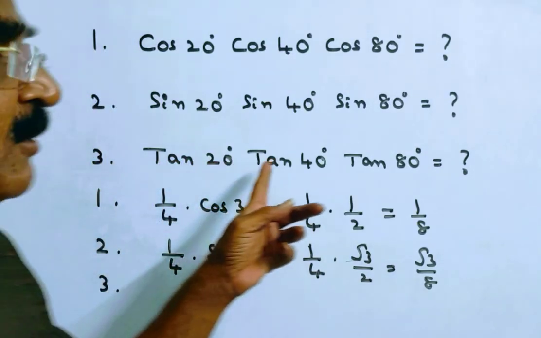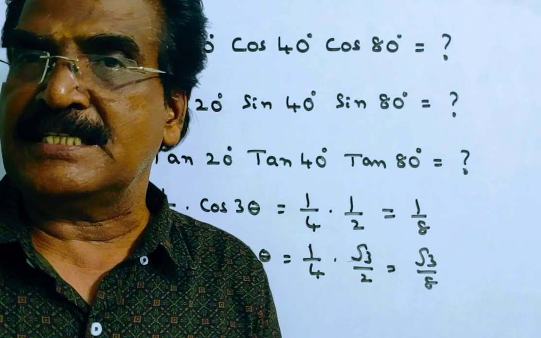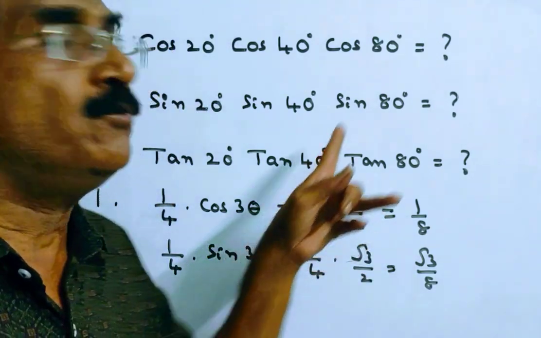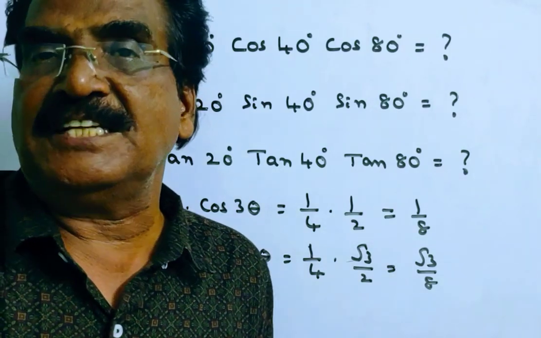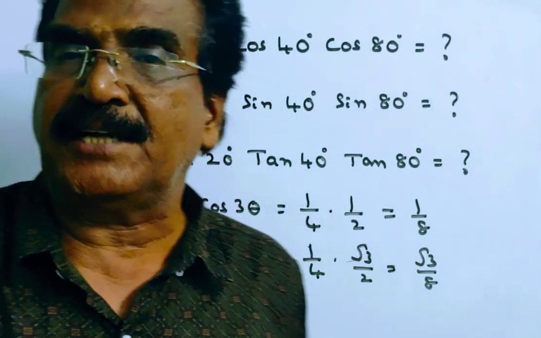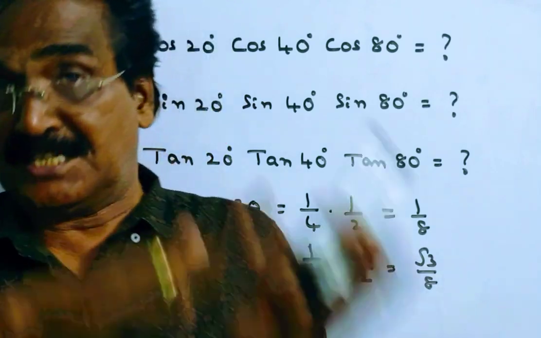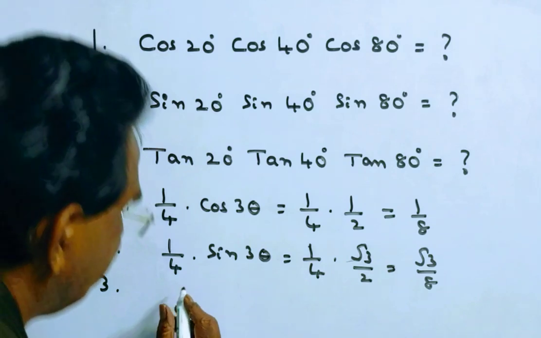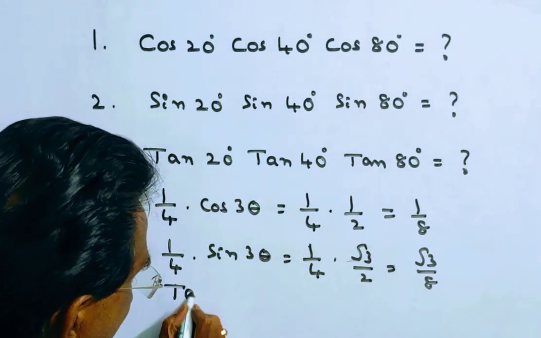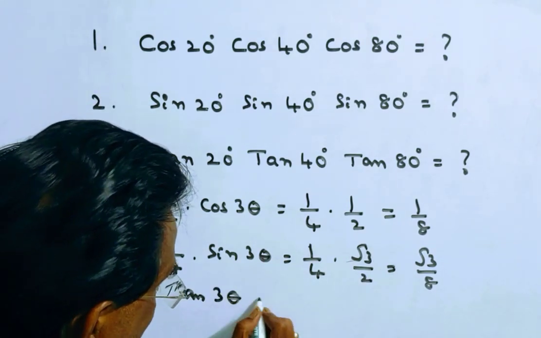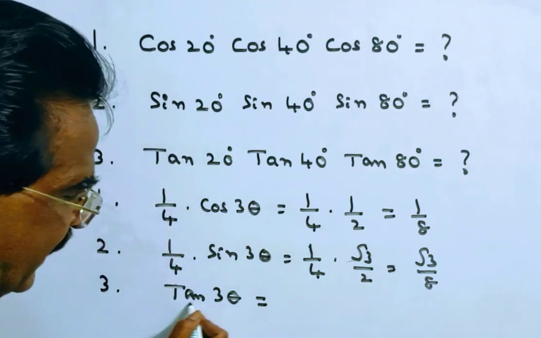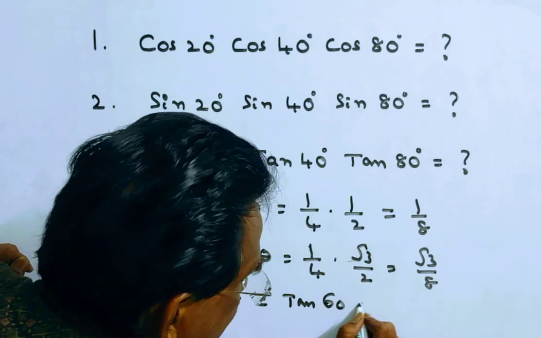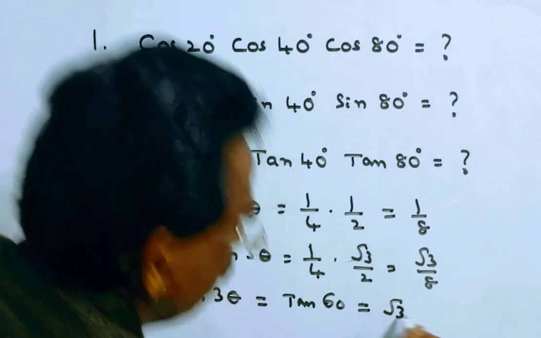And the third question is also in the similar format. That is tan theta into tan 60 minus theta into tan 60 plus theta. Friends, the trigonometric identity of tan theta into tan 60 minus theta into tan 60 plus theta is equal to tan 3 theta. Friends, theta 20, tan 60 is root 3, friends.